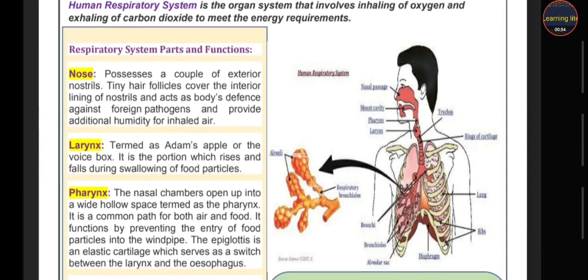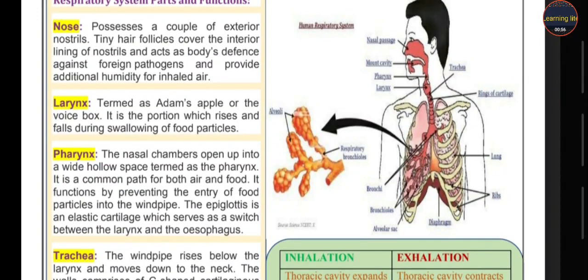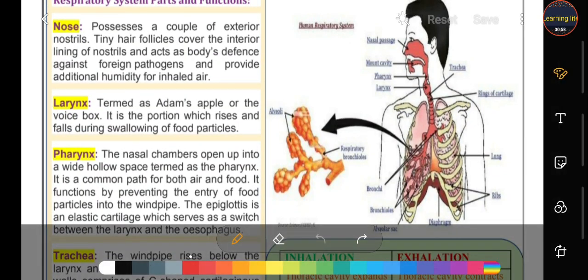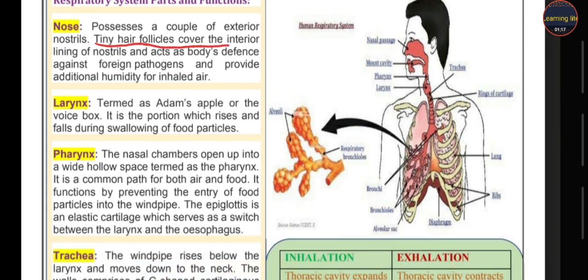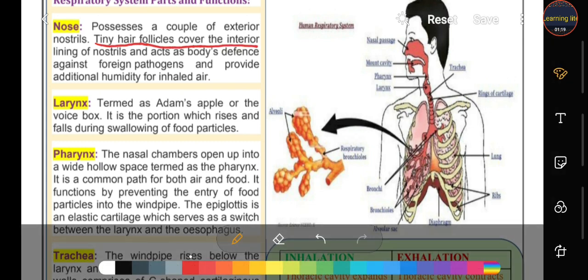First one is our nose. Students, respiration starts from the nose, and the nose is the starting point of the respiratory system. It possesses a couple of exterior nostrils. It means we have two nostrils and air enters through these nostrils. And students, there are tiny hairs present in the nose. And why are these hairs present in the interior lining of the nostrils?